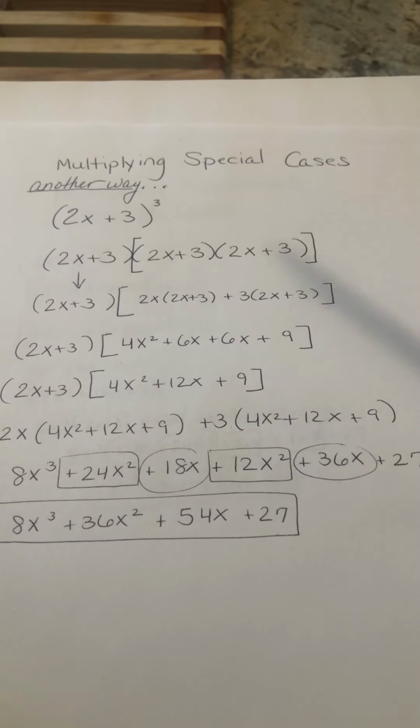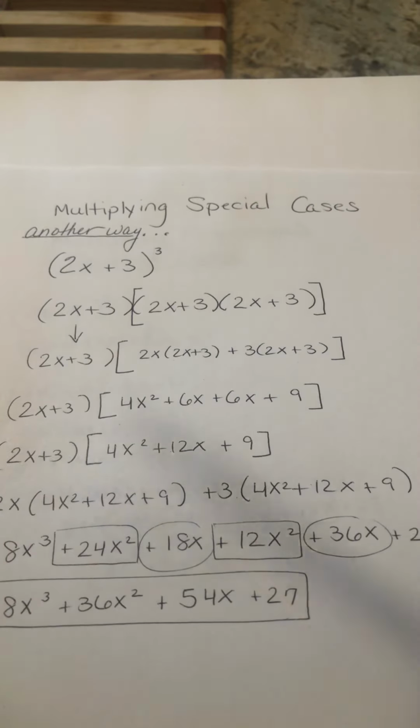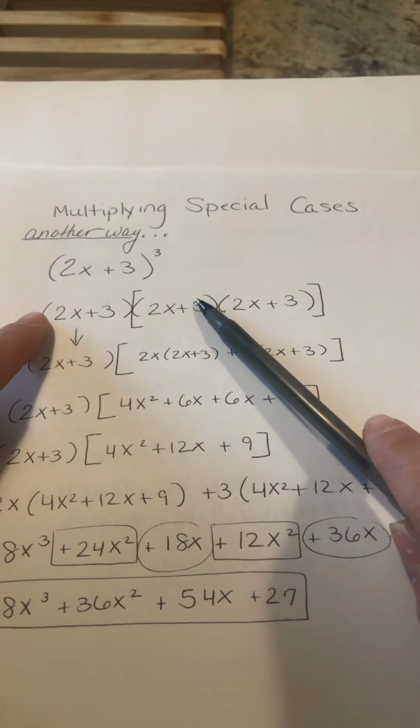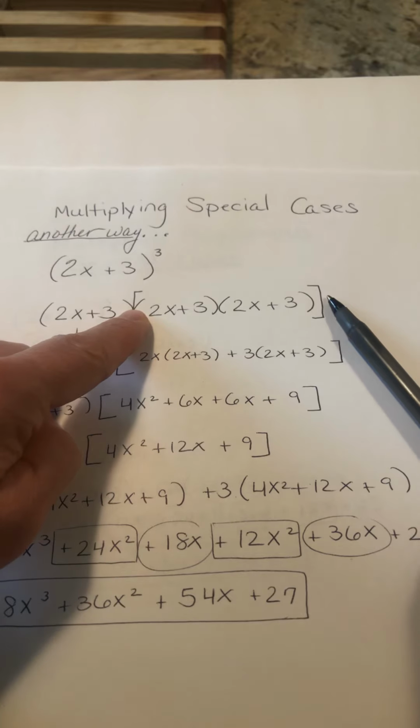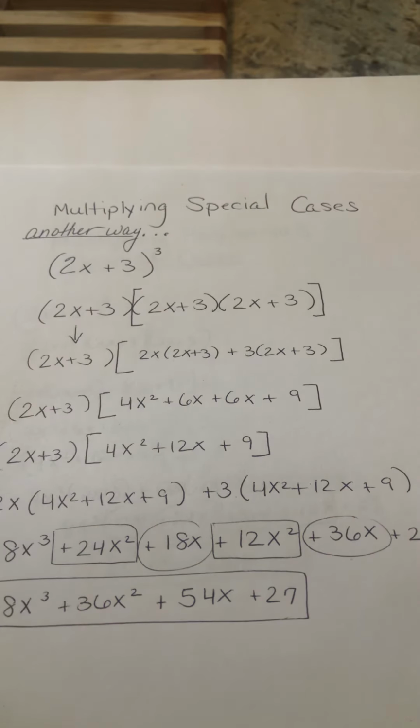And that is because multiplication is commutative. It doesn't matter whether you multiply the first 2 binomials first or the last 2 binomials first. You can switch the order and the answer will still be the same.